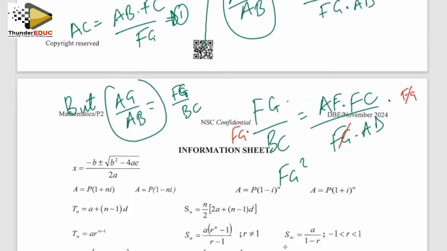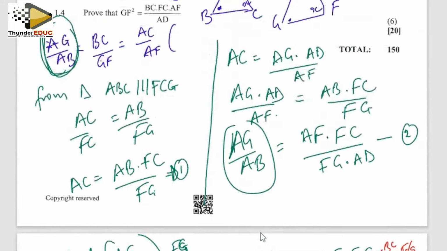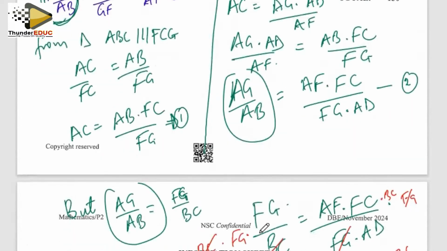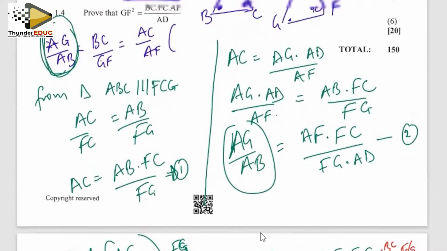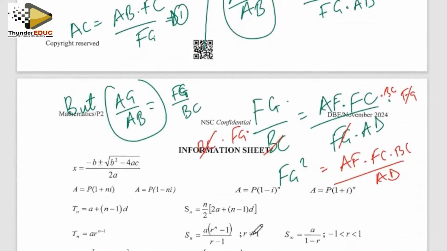And then I multiply both sides by BC. This cancels that. So I'll have my AF, my FC, and then my BC over the AD, which is down there. Isn't that what the question wanted? BC, we have it. FC, we have it. AF, we have it, over AD. So that is how those 6 marks would also have been claimed.